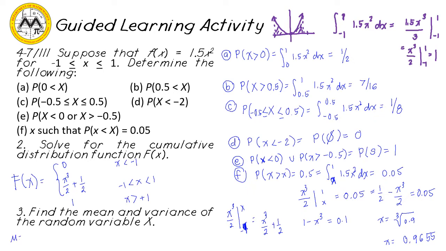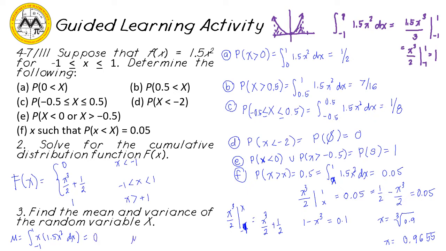For the mean, it is the integral of x times 1.5 x squared dx from negative 1 to 1. You can use your calculator for this integration, but by symmetry, I think it's quite obvious that the expected value is 0. And it is indeed 0.